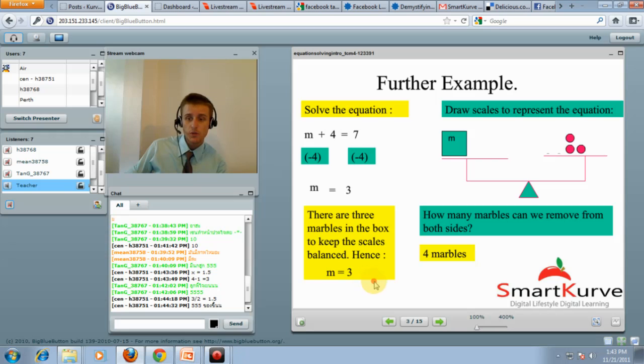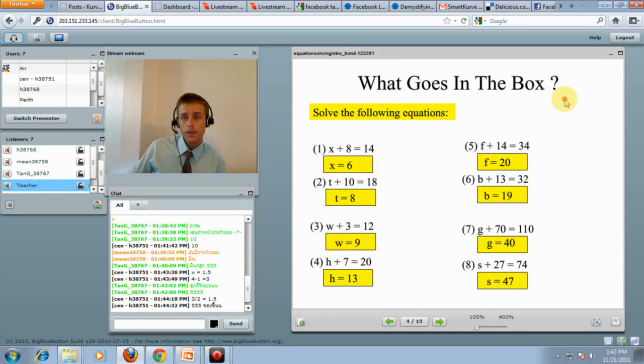Hence, m equals 3. How many marbles can we remove from both sides? 4. M plus 4 equals 7. So you subtract the 4 from each side. M equals 3. What goes in the box?